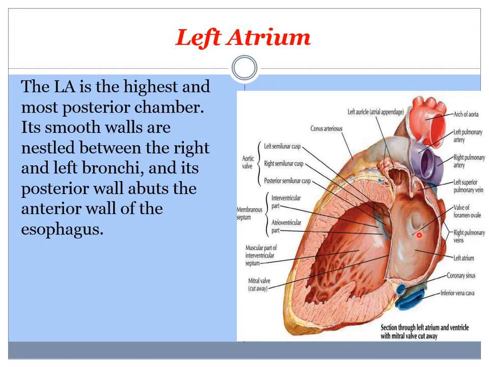The left atrium is the highest and most posterior chamber. Its smooth walls are nestled between the right and left bronchi, and the posterior wall abuts the anterior wall of the esophagus. It also has the left atrial appendage, which extends superiorly and is smoother and larger than the right atrial appendage. On the inferior border of the left atrial body, we have the mitral valve.